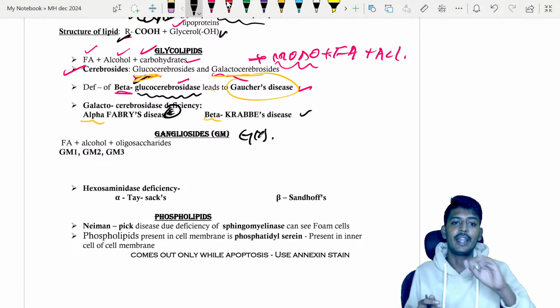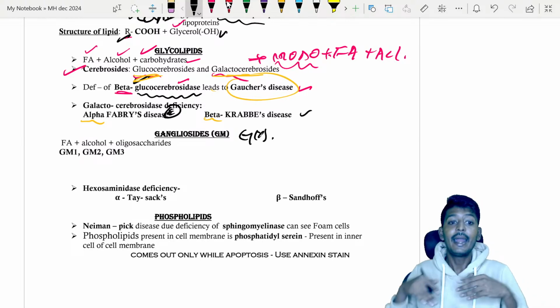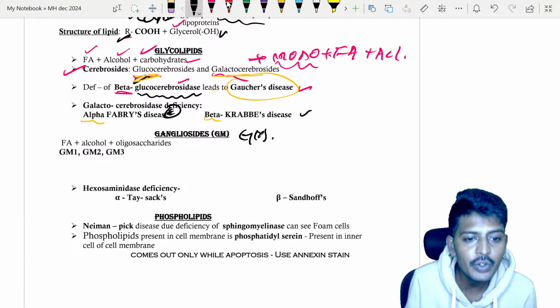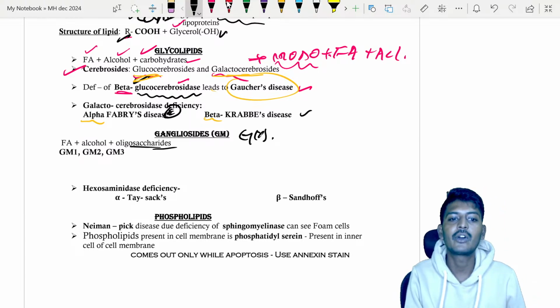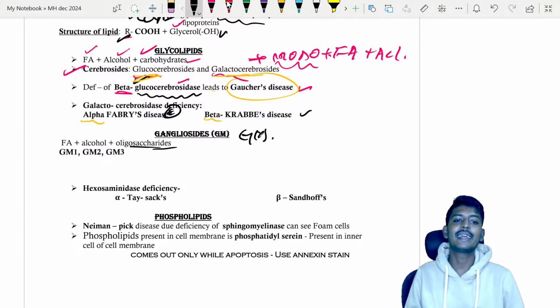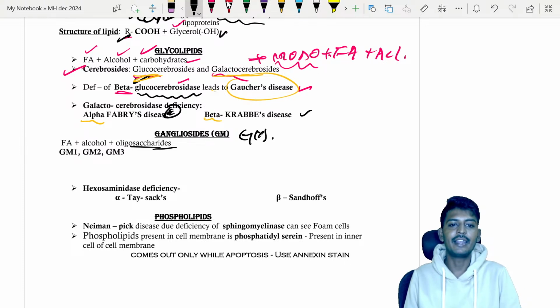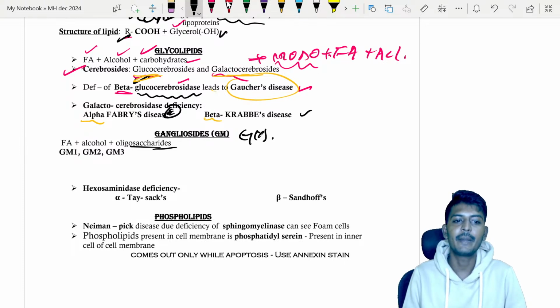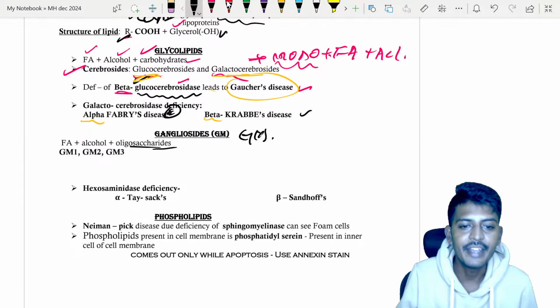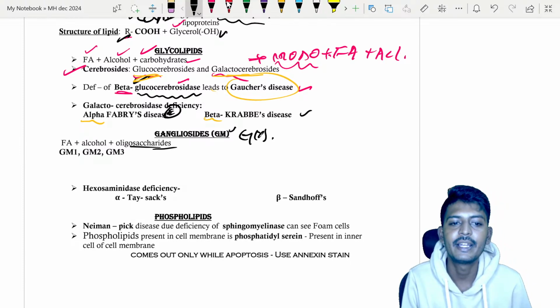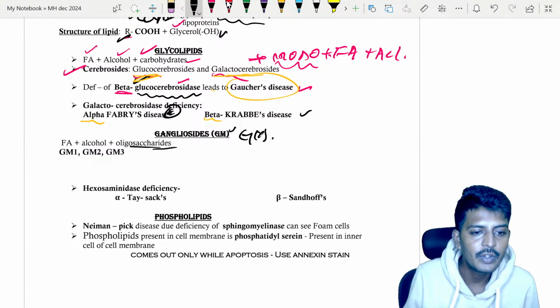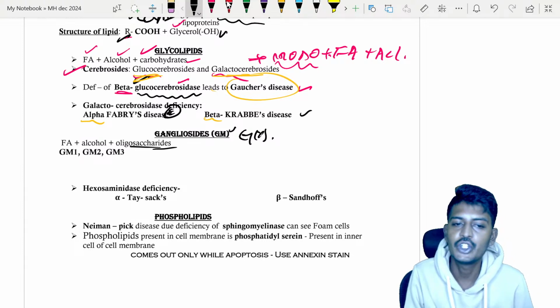Sir, what is a ganglioside? Cerebrosides have a monosaccharide, but if an oligosaccharide is present in a glycolipid, I will call it a ganglioside. My dear student, these gangliosides are divided into types: GM1, GM2, GM3. GM is a word used for representing ganglioside.